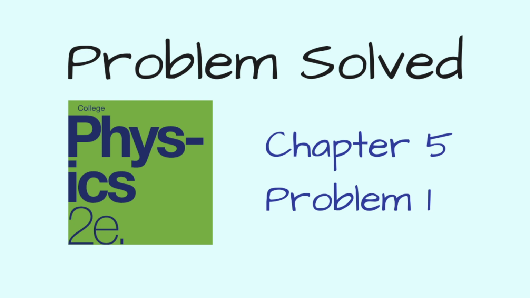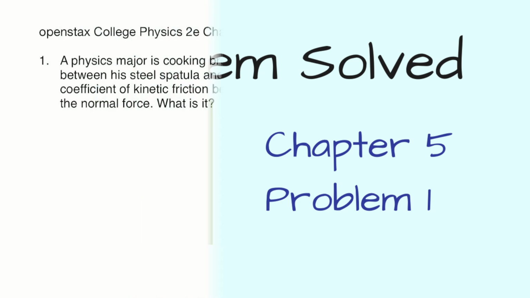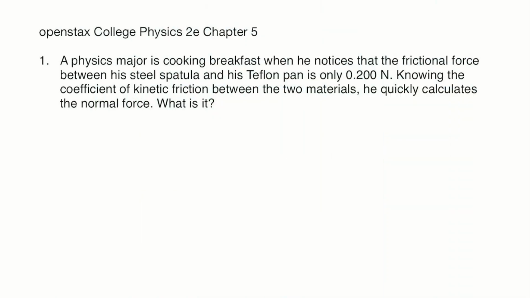Welcome! In this video, we are going to take a look at Problem 1 from Chapter 5 of College Physics 2E by Openstax. In this problem, we have a physics major cooking breakfast. He notices the frictional force between his steel spatula and his pan. He knows the coefficient of kinetic friction between the two materials, and he calculates the normal force, and we need to find that. Let's start with what we know.